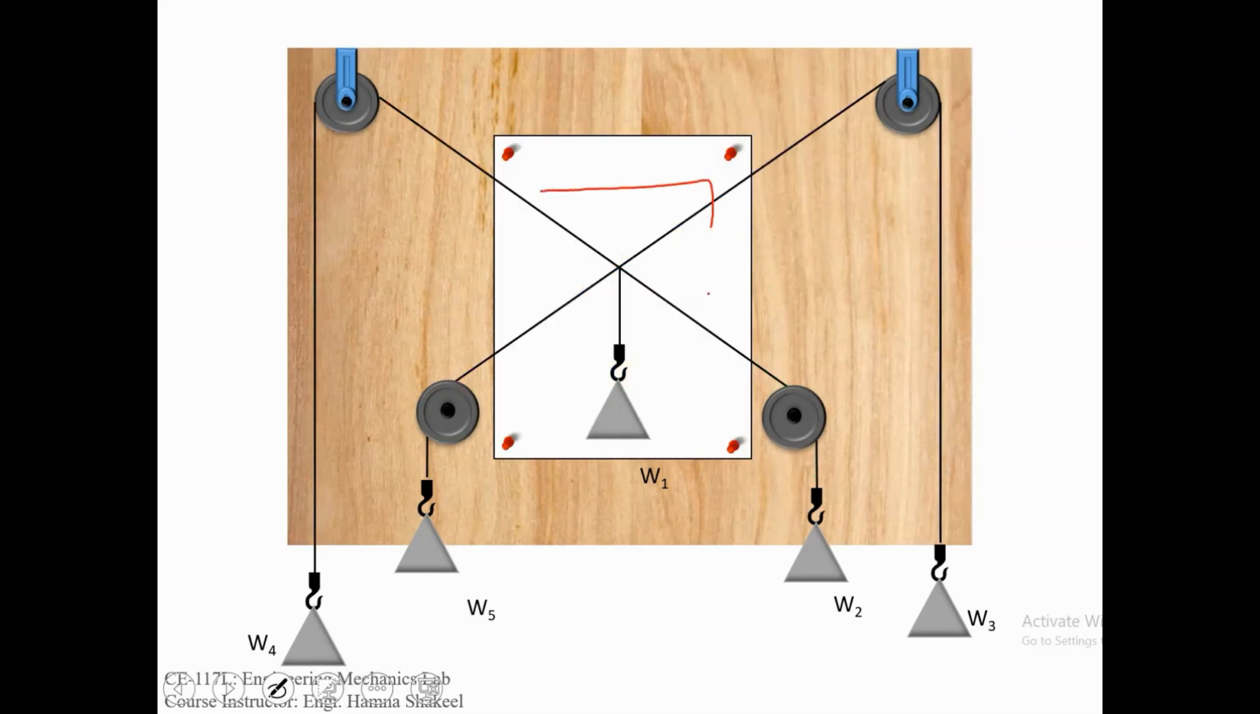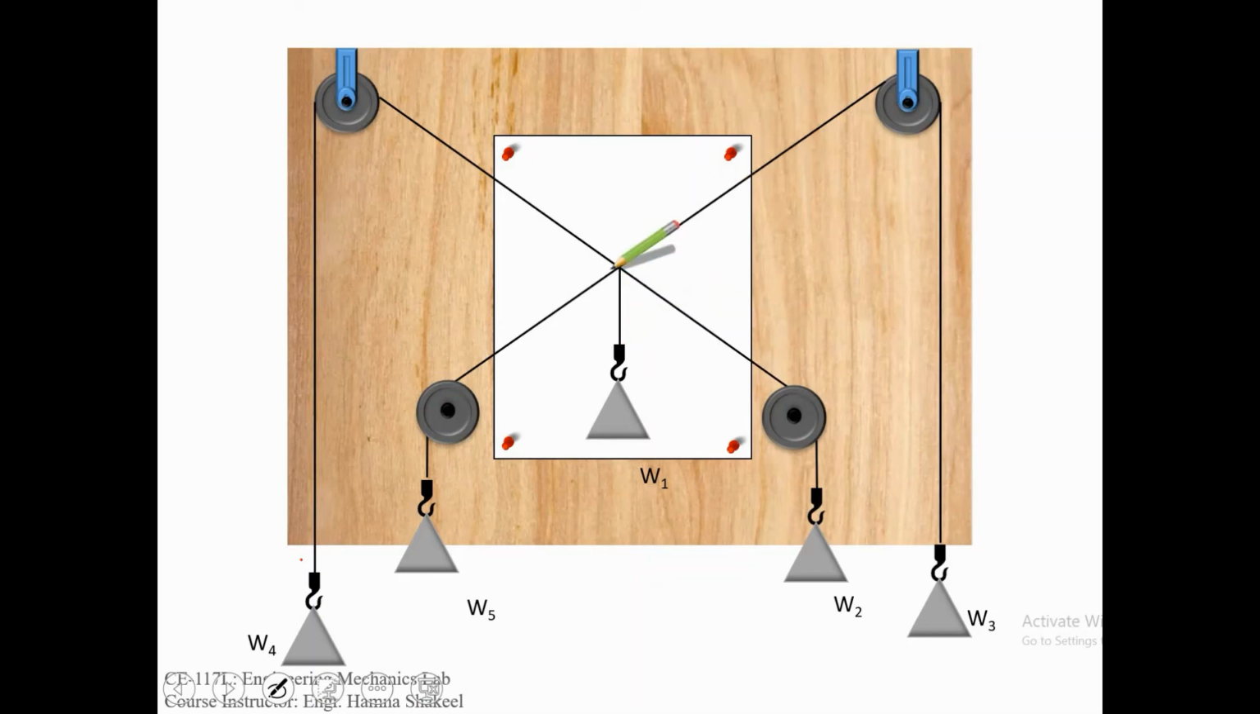So you have to now trace this part of the system. We are going to isolate this part of the system and draw its free body diagram. For that, you have to take a pencil and you have to start tracing the cords on the drawing sheet.